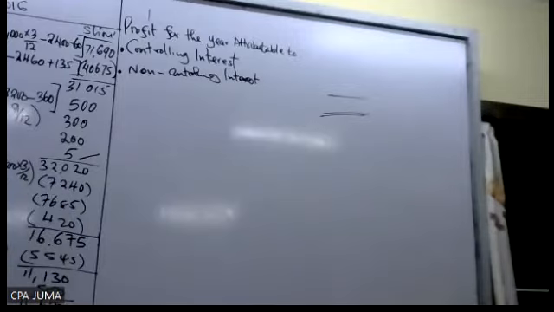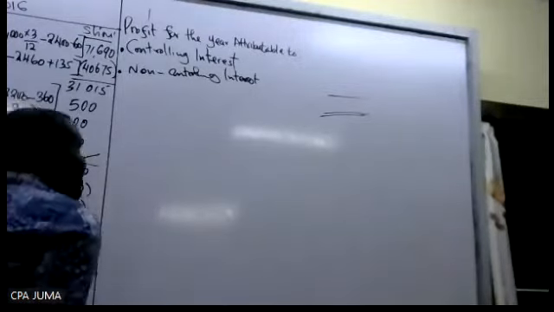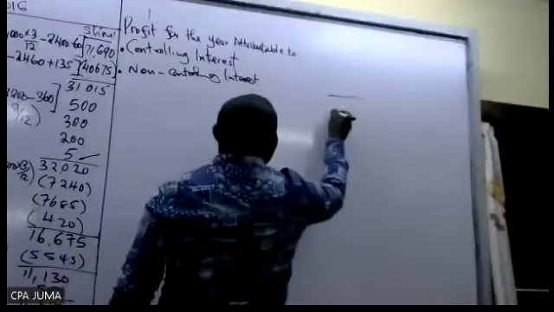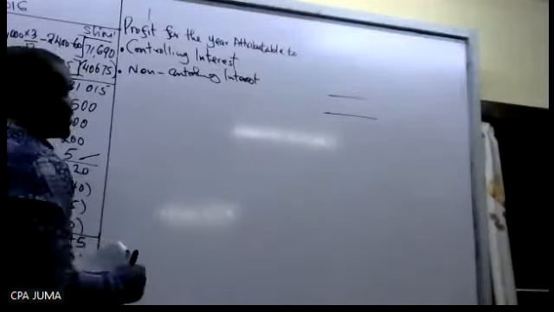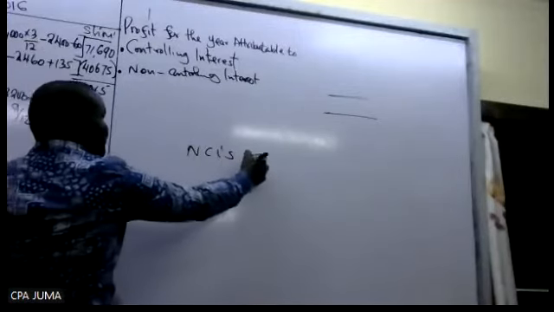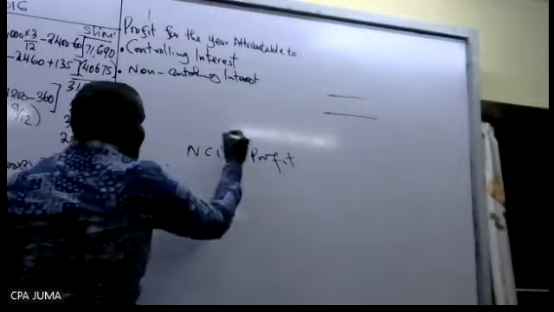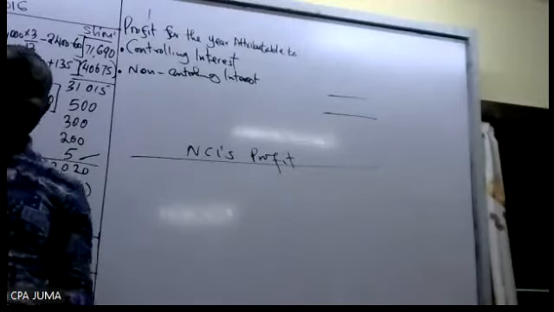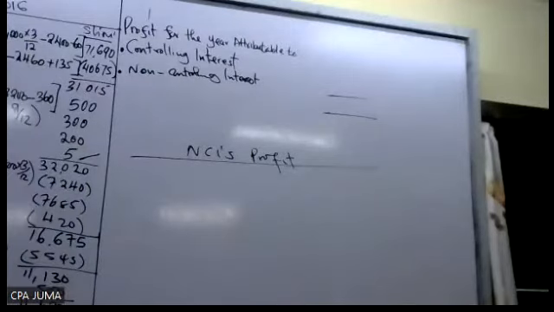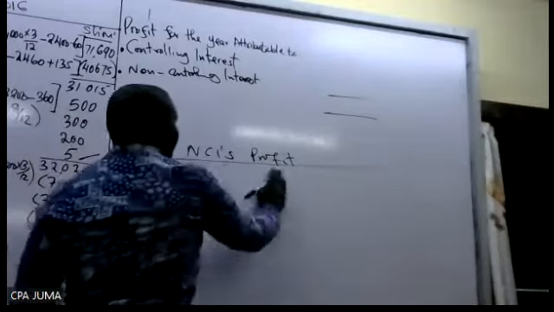Senior. So can we skip 1, 2, 3, 4 lines? When you say NCI's profit, NCI's profit. So NCI, they are in the three companies.